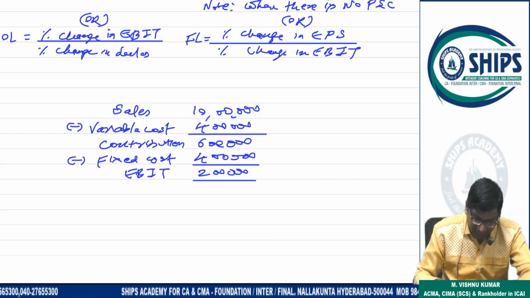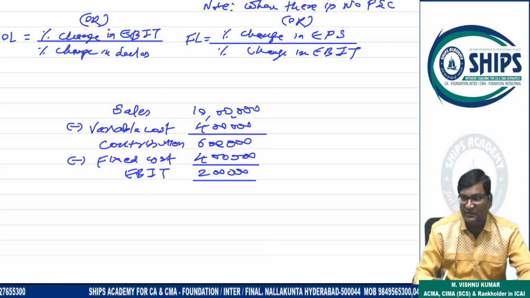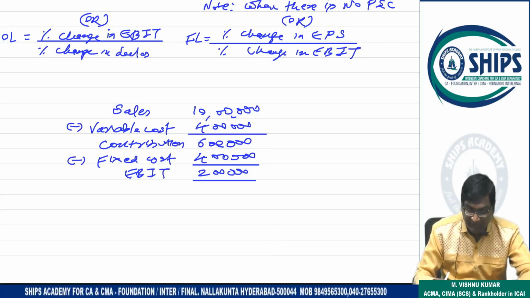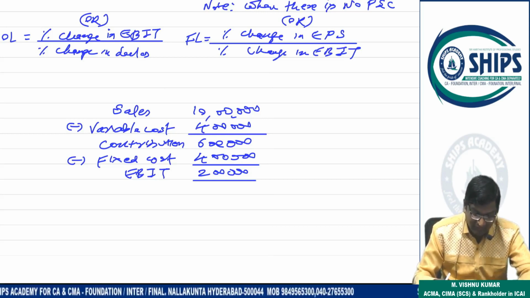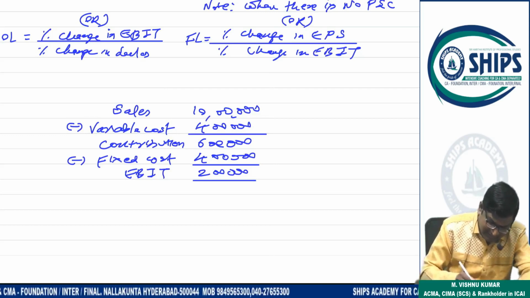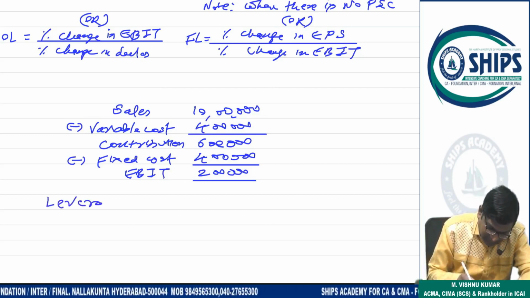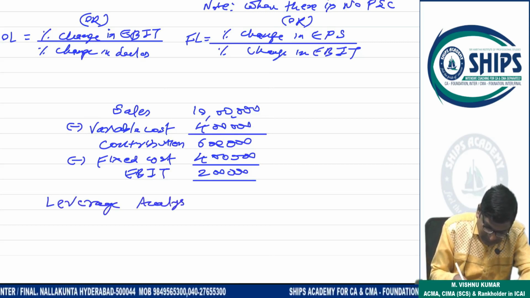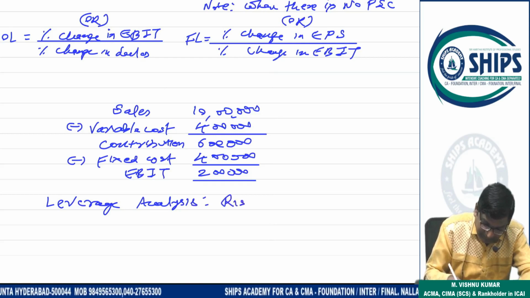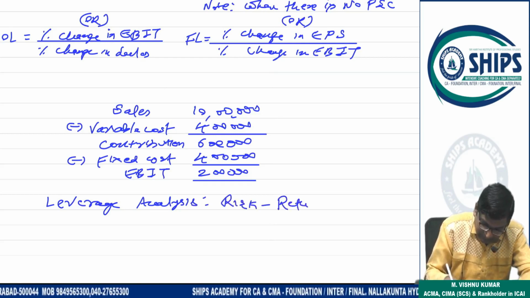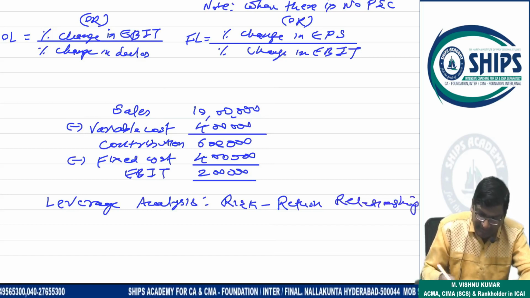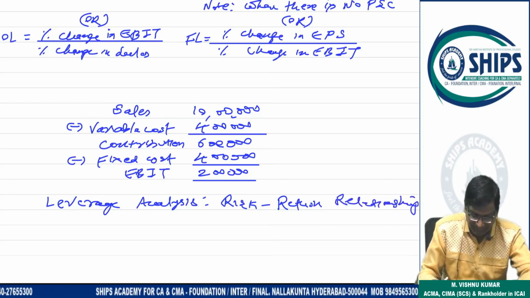Now I want to calculate the operating risk of the business. What I want to calculate? Operating risk of the business. मुझे क्या पता करना है? Operating risk of the business. So this leverage analysis का मतलब क्या है? रिस्क रिटर्न रिलेशनशिप. Risk return relationship. Okay.